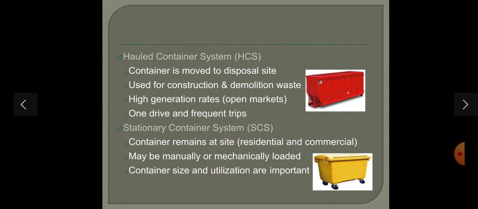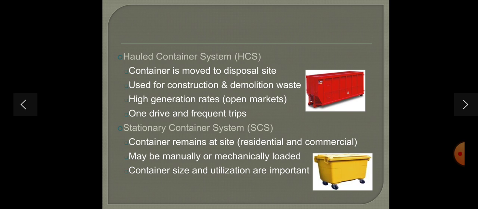And here also this is adopted when the generation rate of the waste is very high, for example in the case of an open market or so. And when it comes to a stationary container system, the container will remain at a particular site. It may be a residential site or a commercial site, and here the waste may be removed manually or mechanically. They may be loaded into the container either manually or mechanically.